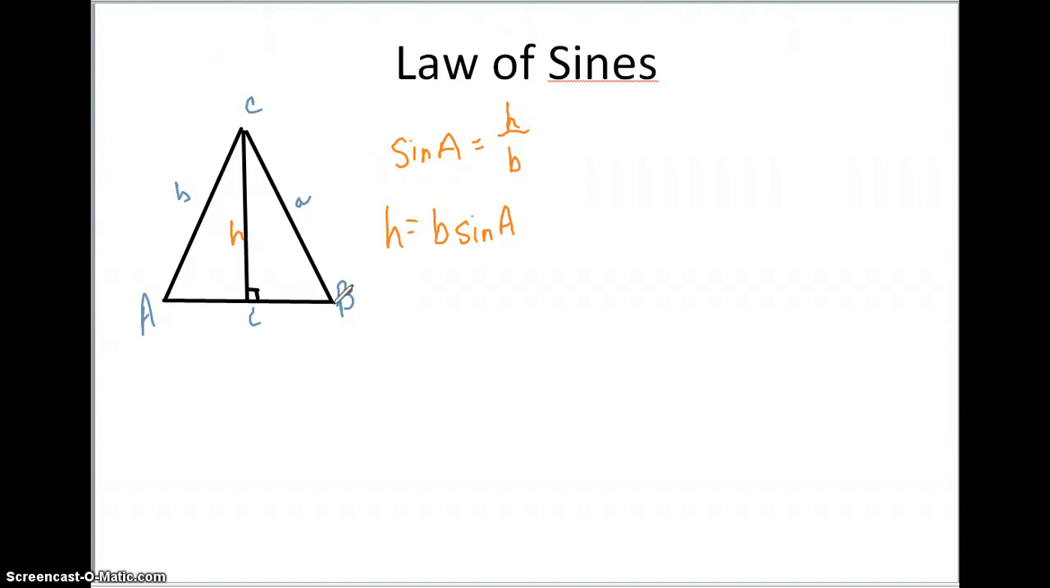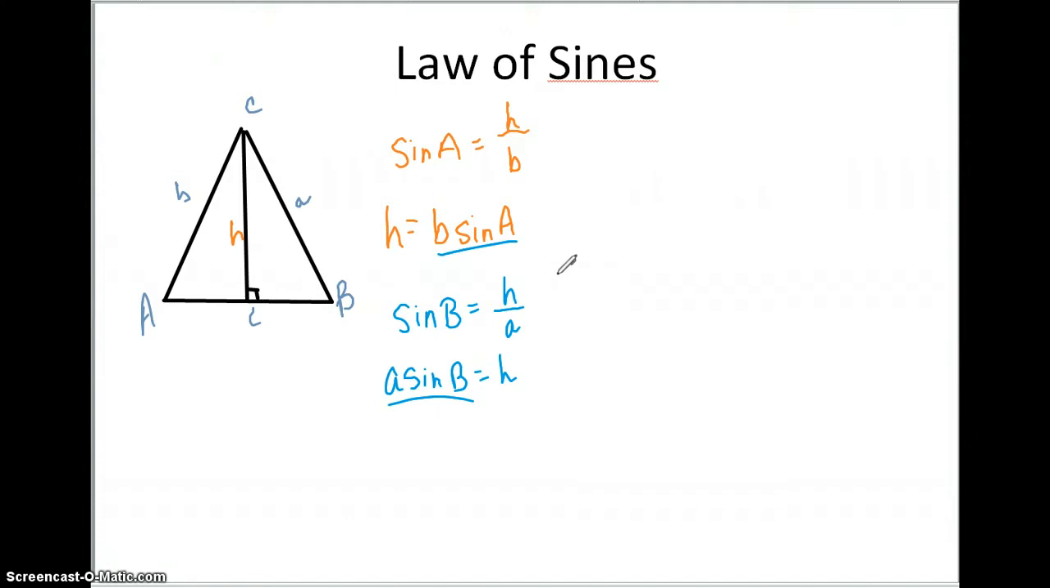Let's do the same thing for angle B. The sine of B is equal to the opposite over the hypotenuse, in this case H over A. Solving for H, I get A times the sine of B equals H. So notice here that H is equal to B sine of A, but H is also equal to A sine of B. So I'm just going to put these two equal to each other.